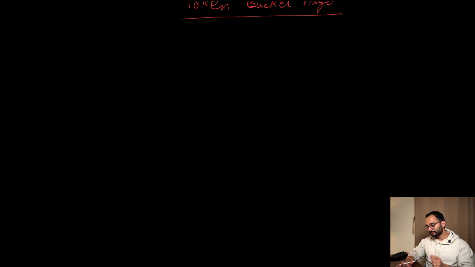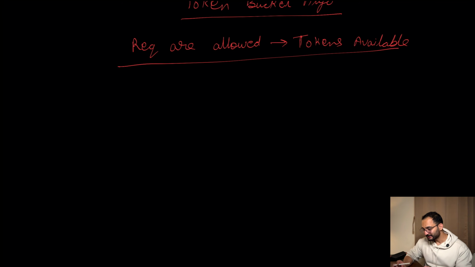experience. This is where a second algorithm comes into the picture, which helps us manage burst traffic, and that is the token bucket algorithm. This is a pretty important and pretty popular algorithm. Many services use the token bucket algorithm. So the token bucket algorithm is an algorithm where a request is only allowed if tokens are available, and tokens are added to the bucket at a fixed rate.